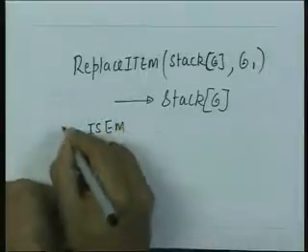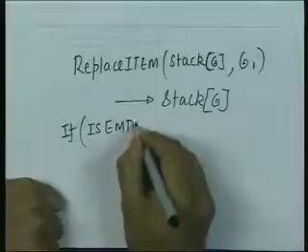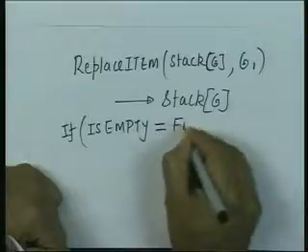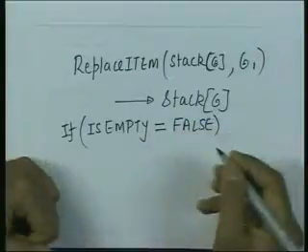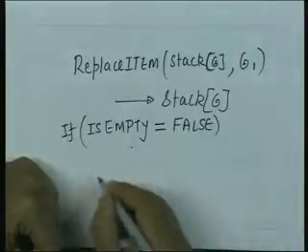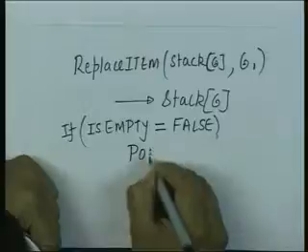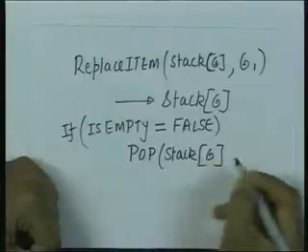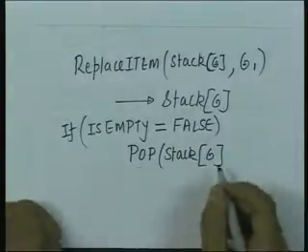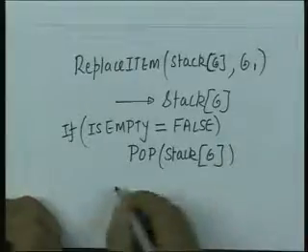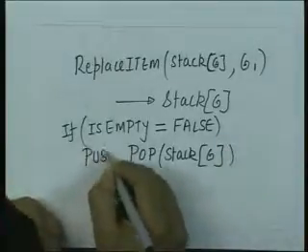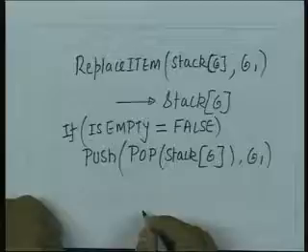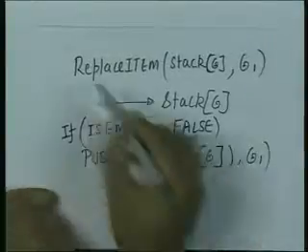if is empty equals false, only if there is an item to be replaced in the stack. In that case, what I am going to do is first pop the stack that has been given to me, because I have to remove the topmost element of the stack. So, I am going to pop the stack that has been given to me, take the result of that pop, and then push the element G1 onto the resulting stack. This is the definition of the operation of replace item.